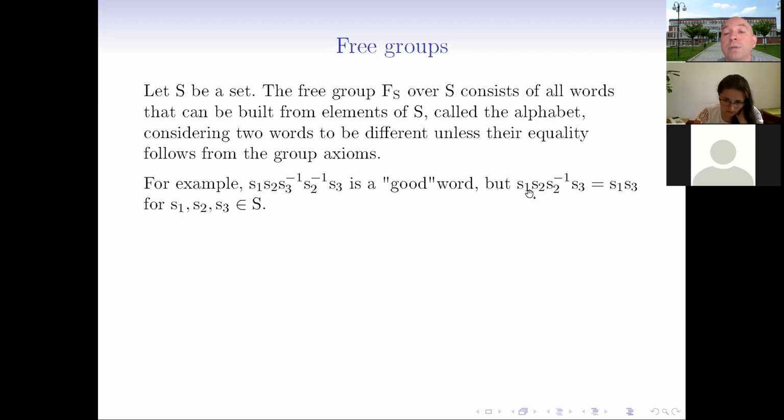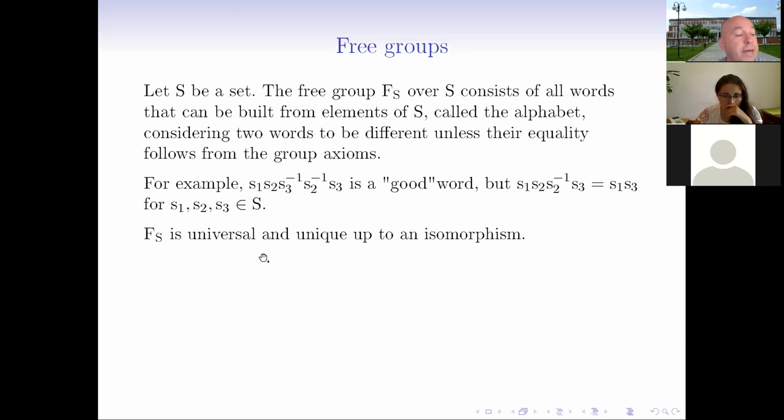So the word which consists of 4 letters is the same as the right-hand side, the word which consists of 2 letters. So Fs is universal. The free group generated by S is universal. So one can write what's the universality property. There's some functorial property, but I do not want to do it right now. It's not difficult to impose this condition. And it's unique up to an isomorphism. So if you have S and build a free group Fs, then 2 free groups will be isomorphic in a canonical way.